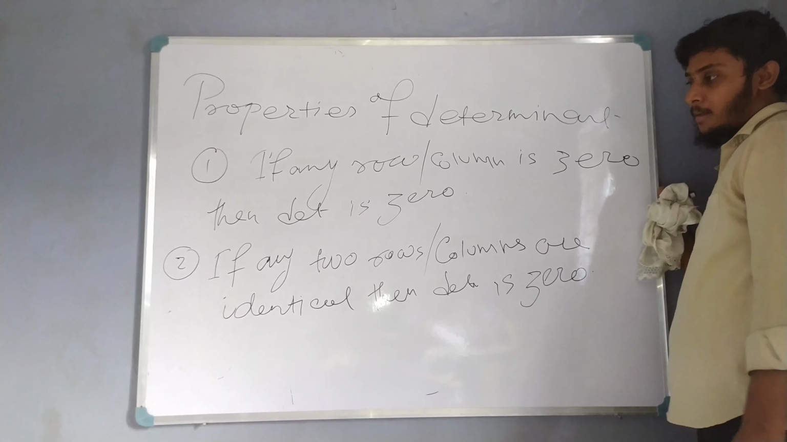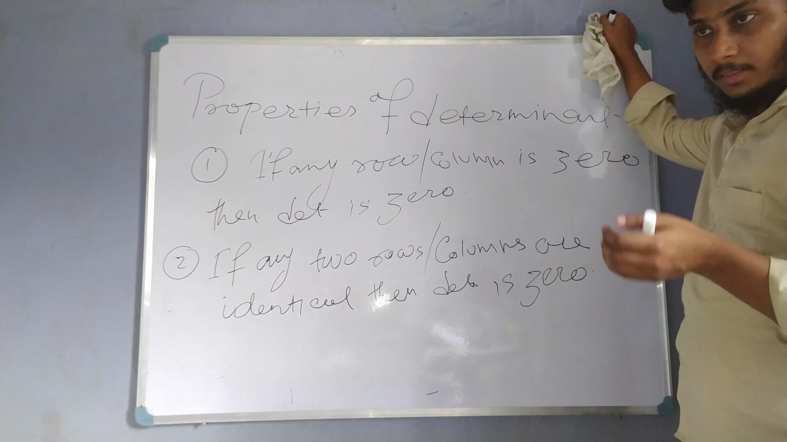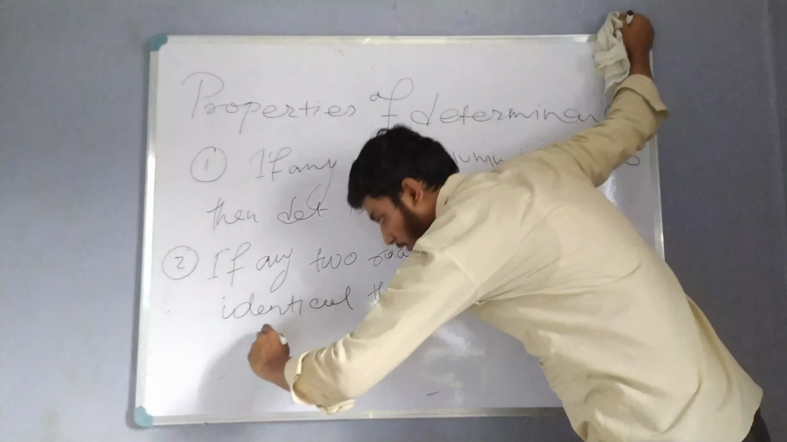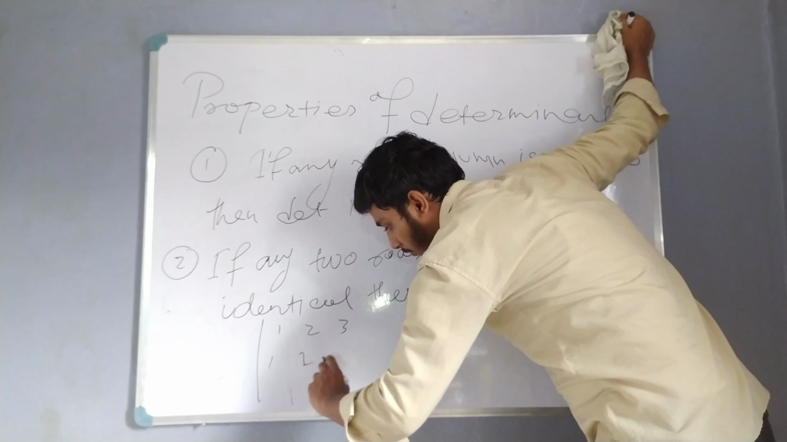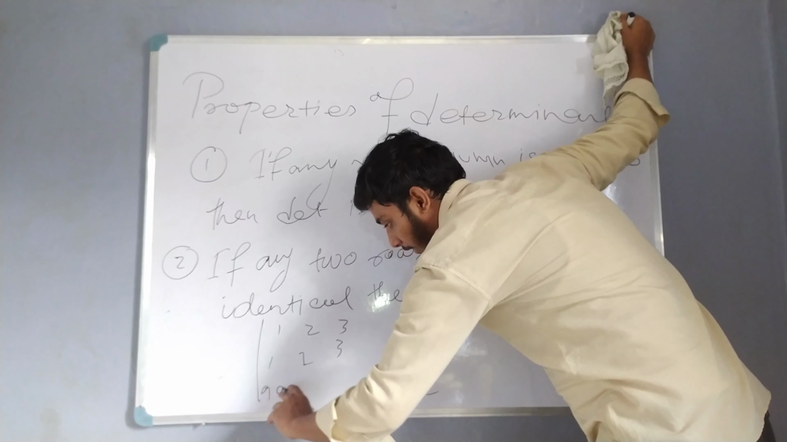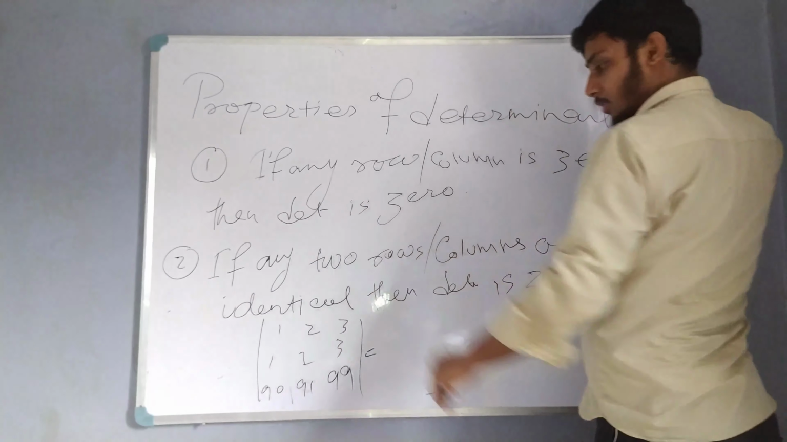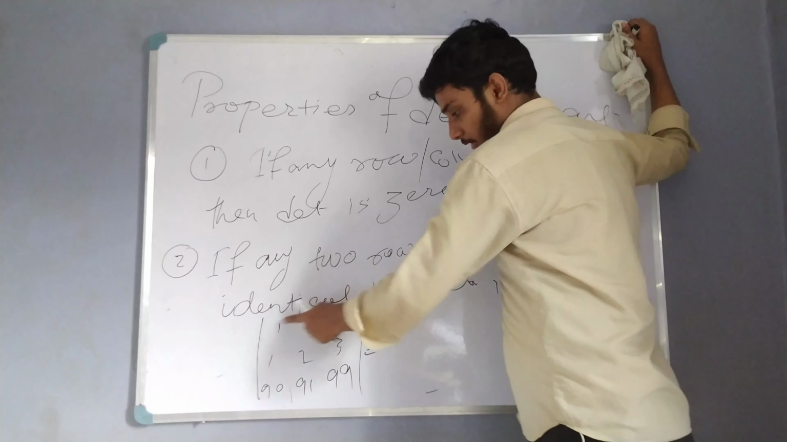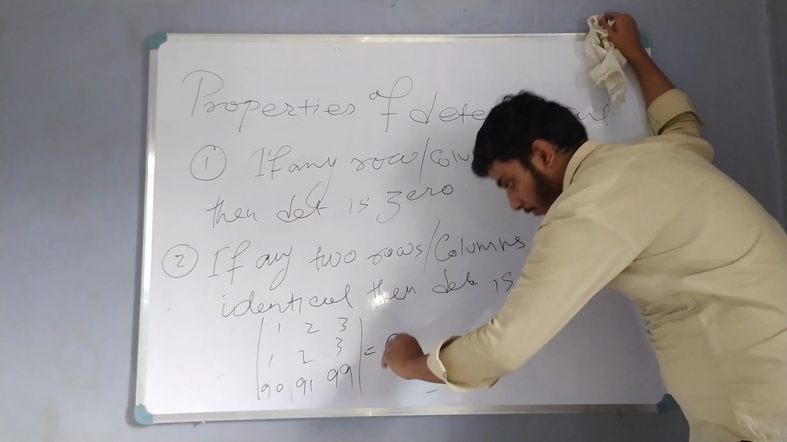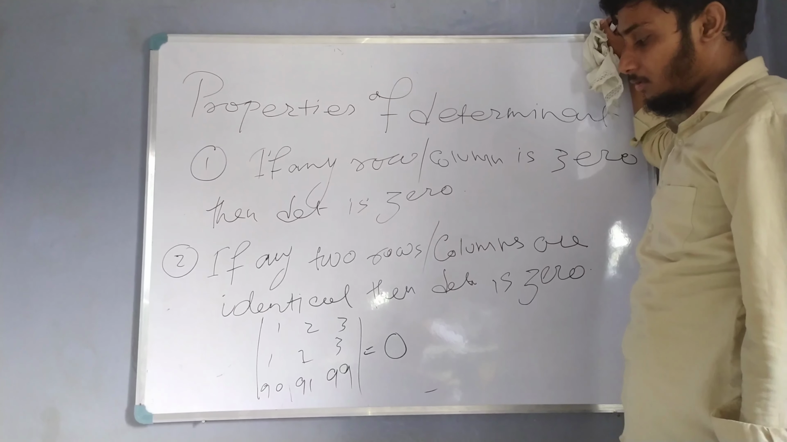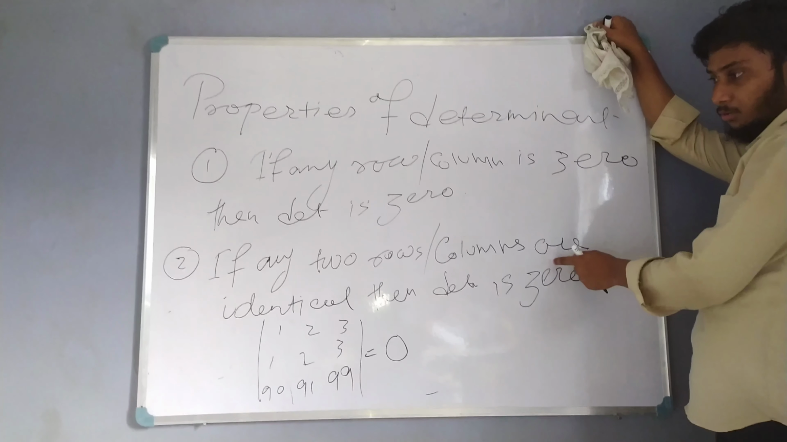So what is property number 2? If you have a determinant in which two rows or two columns are the same, then the value of the determinant will be 0. For example, you can take 1, 2, 3, 1, 2, 3, and here 90, 91, 99. So you can see the first row and the second row are the same. So the value of this determinant will be 0, because it has two rows which are the same. So this is property number 2.